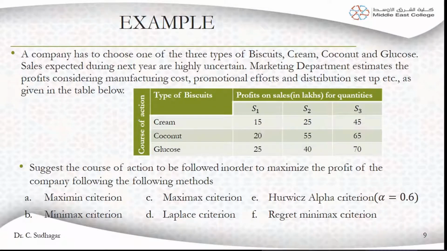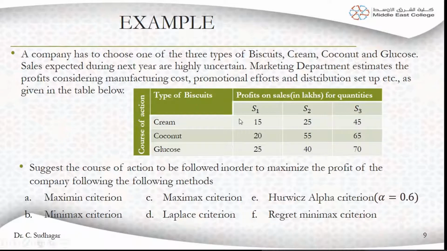What they will do is, the research team, the marketing department, goes to the market and gets the data: last year and the year before, how much was the demand for these types of biscuits during different periods. The profit, considering manufacturing cost, promotional efforts and distribution setup, etc., is given in the following table. The marketing department is giving this data.